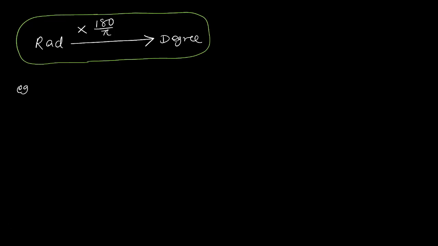For example, I want to convert 2 pi radian into degree measure. The radian can be converted to degree by multiplying with 180 by pi. Understood? Like this, pi will definitely be cancelled. 2 into 180 is 360 degree. 2 pi radian is equal to 360 degree. All of you clear? Understood?